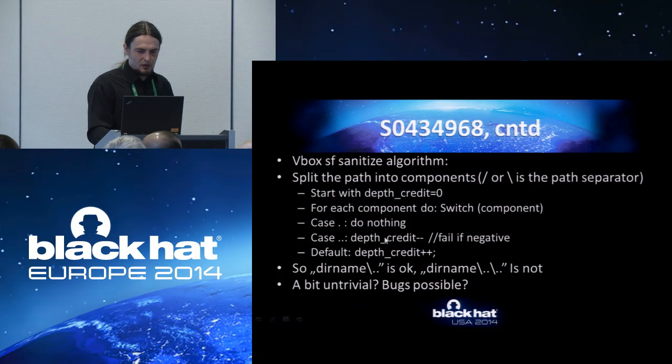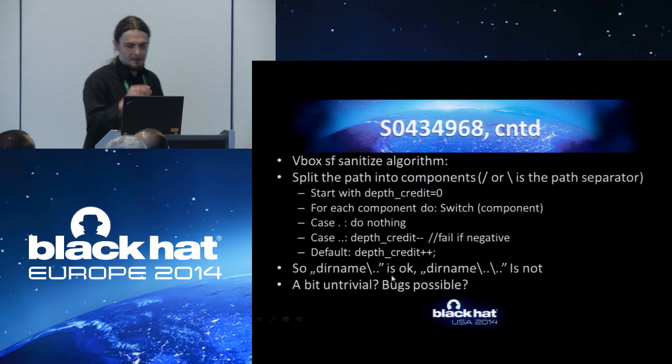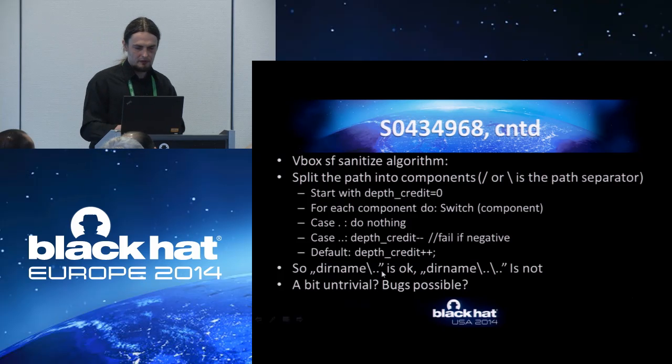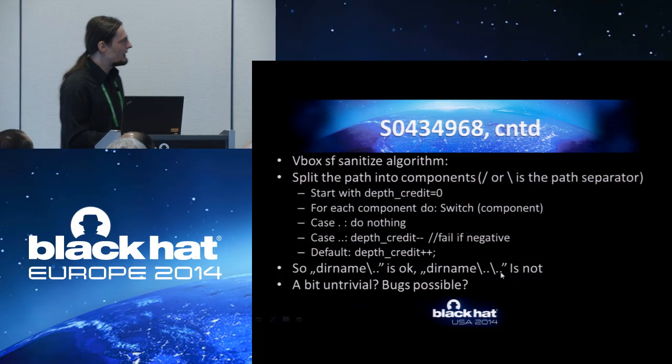So essentially, you count the number of double dot components in the path name, and you count the number of normal path names, of normal components. And if the number of the normal path name components is greater than the double dots, you allow it, because there is no traversal. Such a path would be rejected because you have too many double dot components. And again, it's a bit too complicated, right?